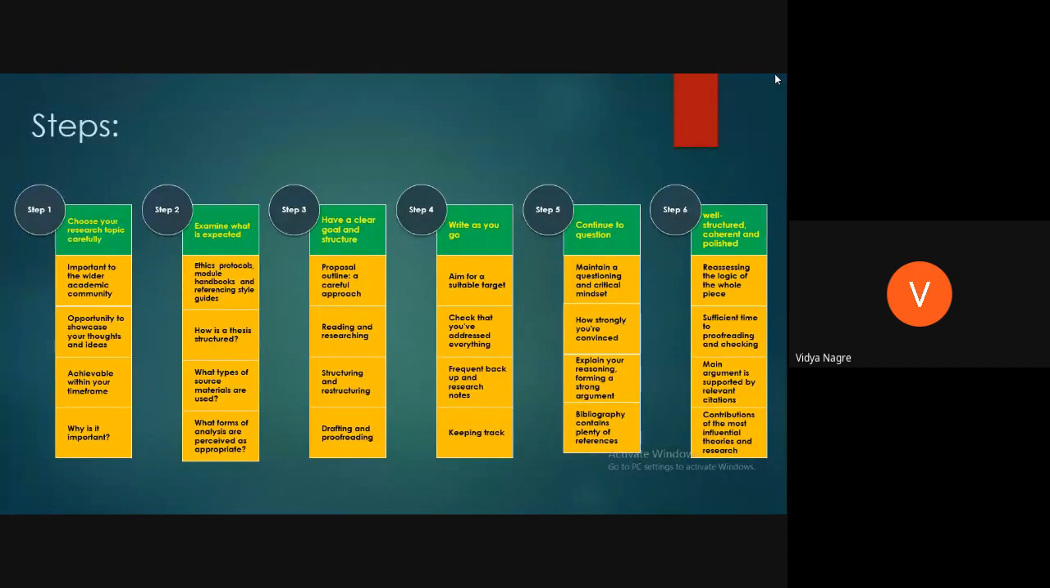The main argument should be supported by relevant citations. Contributions of the most influential theories and research have to be there. Unless and until there is a theoretical background, it does not become scientific. Understand, research is a scientific study, and there has to be a contribution. Please mind these two things. Go to the next slide, please.